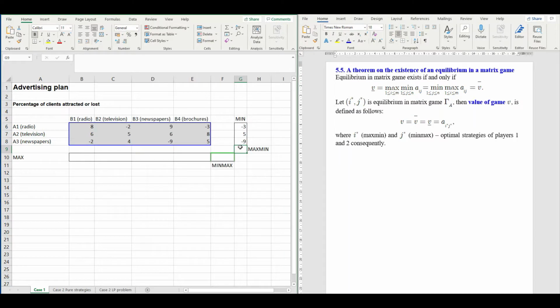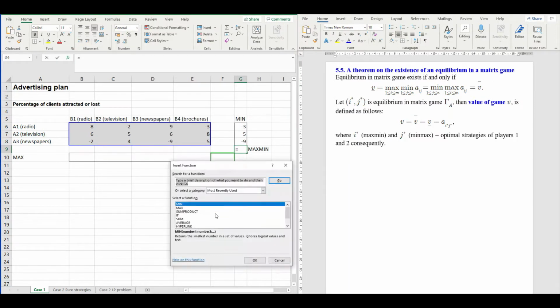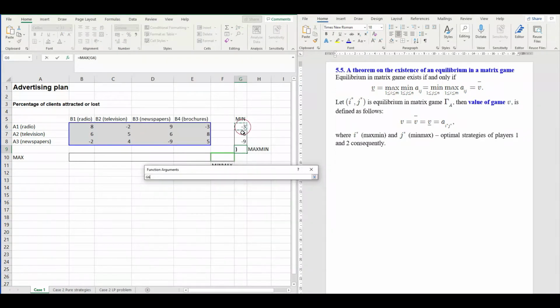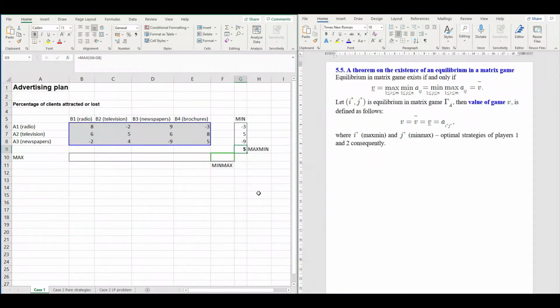Let's find the maximum of these values. And the lower value of the game is 5. Now we would like to find the min-max, or upper value of the game. For this reason we start with the columns of our matrix. For each column we should find the maximum value, and after that we should find the minimum of these maximums.